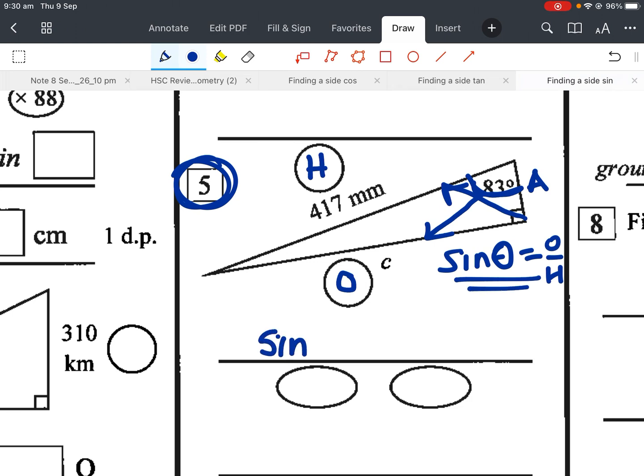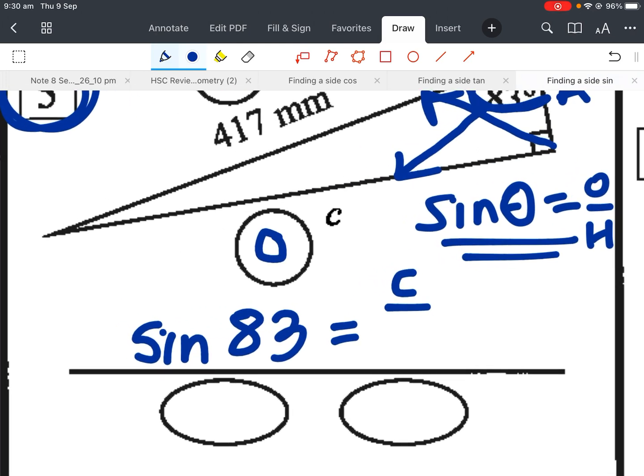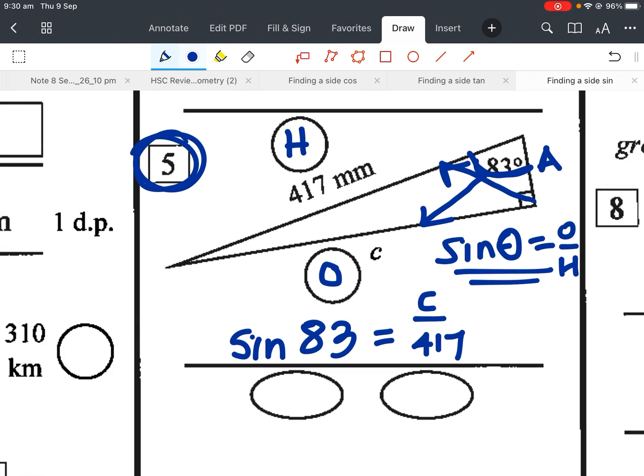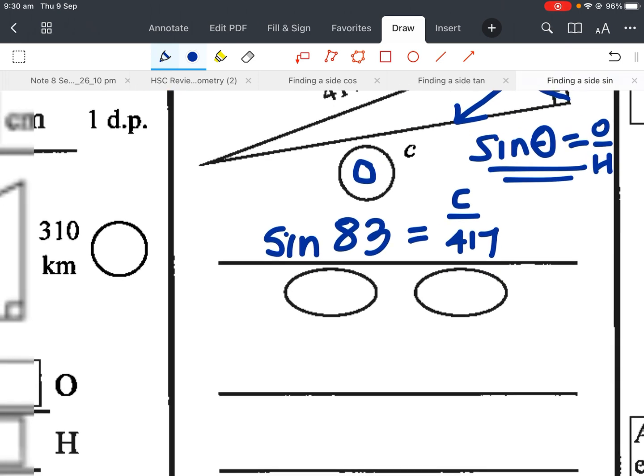So I've got sine theta. Now theta is the angle 83. Opposite, I don't know, that's the letter C. And hypotenuse is that 417. So the first thing I do is I make an equation. Alright, so the next thing I have to do is solve my equation for C. So down here, I'm going to put C equals.